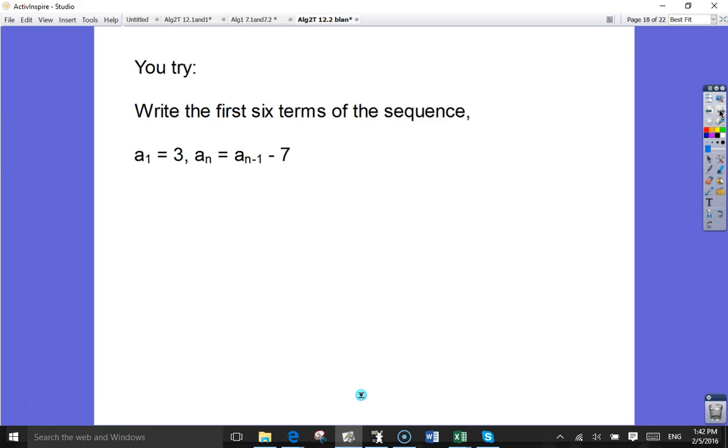So here's one for you to try. A1 is 3, and A_n is A_(n-1) minus 7. You don't have to write out everything that I wrote in the last slide, but what are the first 6 terms of that sequence? You know A1, what are the next 5? Well, looking at the recursive formula, what is d? It's negative 7, right? So find the first 6 terms of that sequence.